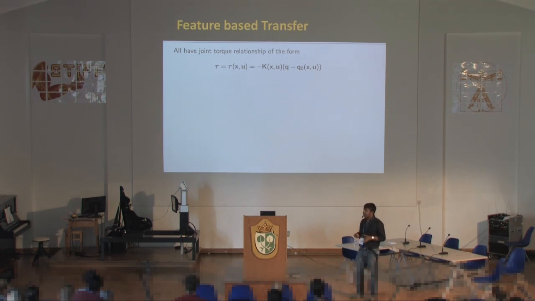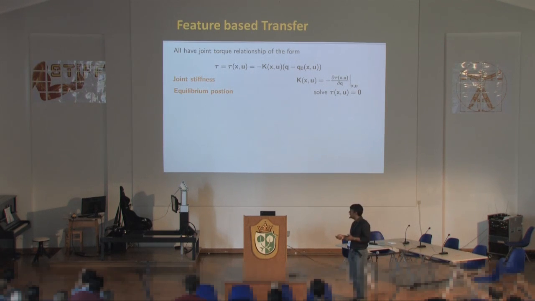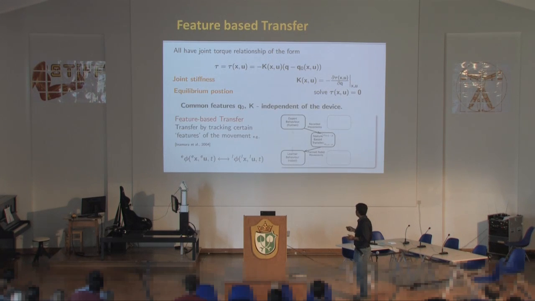So now, if we were to do feature-based transfer or feature-based tracking of stiffness, one way of doing it, which works quite well in our case, is by saying that you can compute, irrespective of the plans that we considered, the joint stiffness by the basic definition of the stiffness. You can compute the equilibrium positions, and you can then transfer these features.